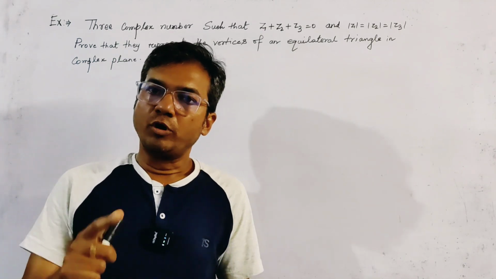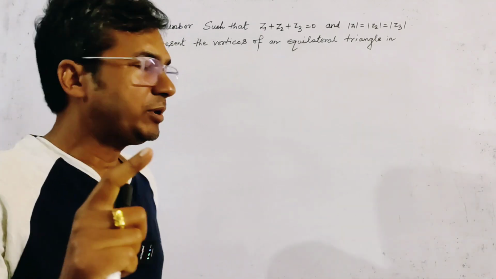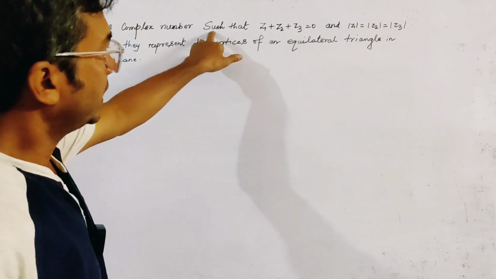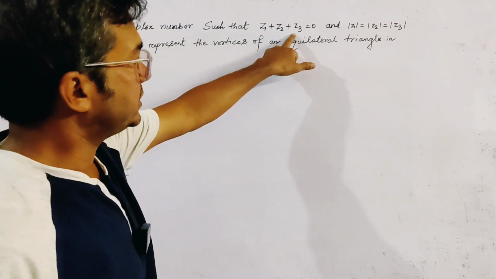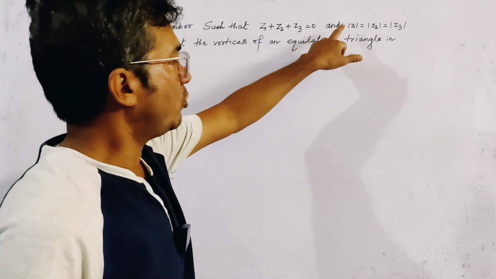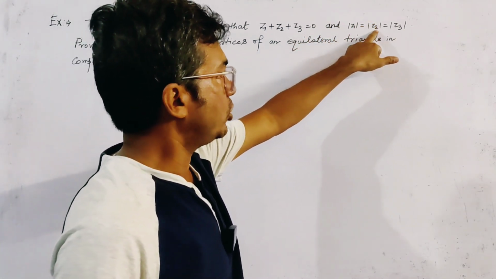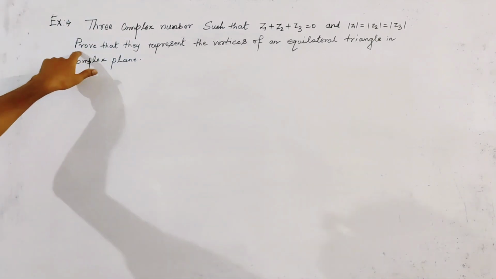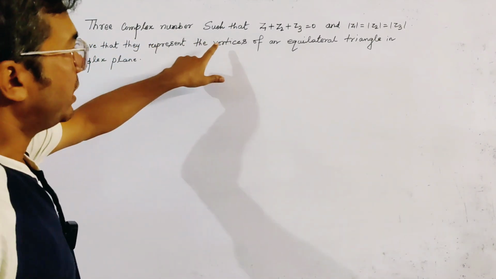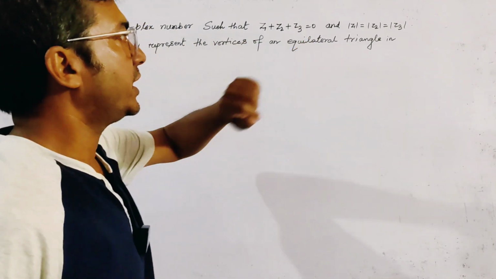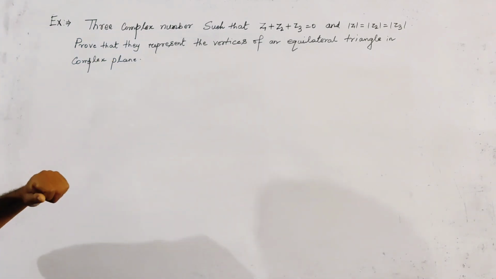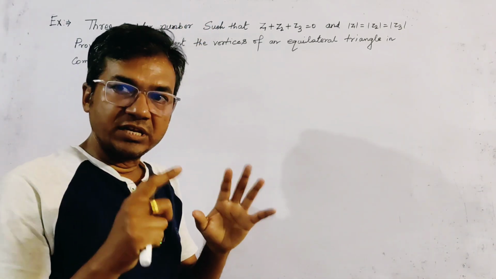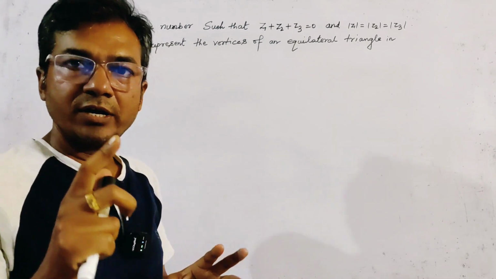This problem is from complex numbers. The problem: three complex numbers are such that z1 plus z2 plus z3 is equal to 0, and mod z1 is equal to mod z2 is equal to mod z3. Prove that they represent the vertices of an equilateral triangle in the complex plane. We have to prove that three complex numbers represent three vertices of an equilateral triangle.